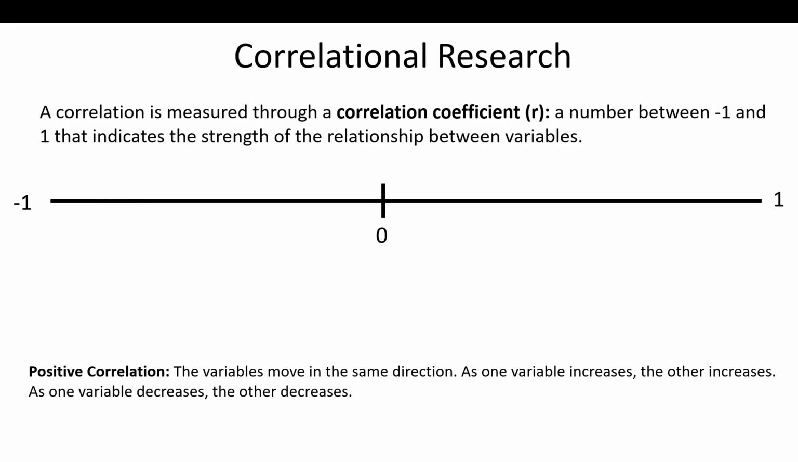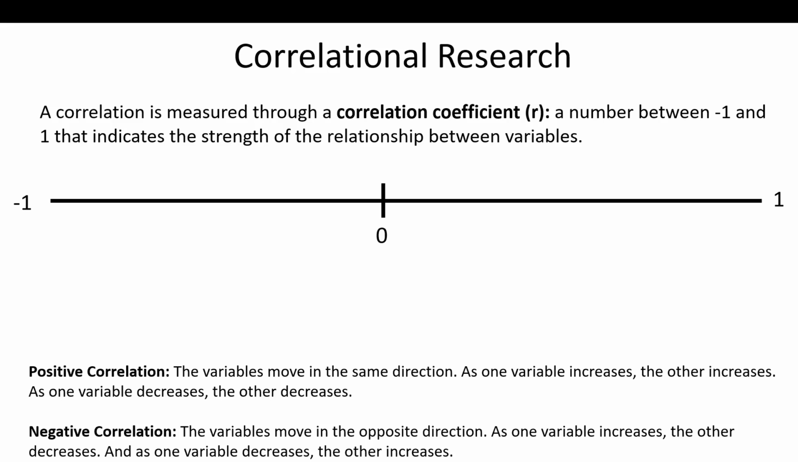A positive correlation is when variables move in the same direction. So as one variable increases, the other increases, and as one variable decreases, the other decreases. Whereas a negative correlation is when variables move in the opposite direction. As one variable increases, the other decreases, and as one variable decreases, the other increases.